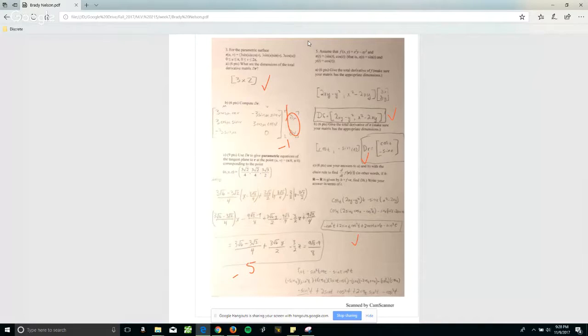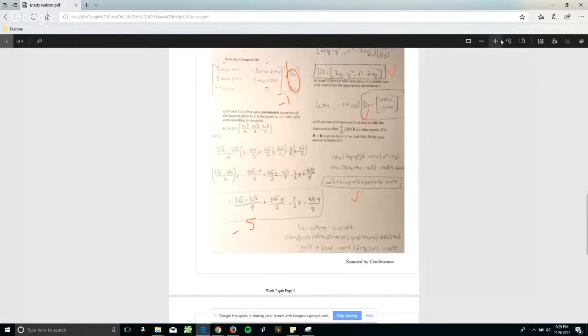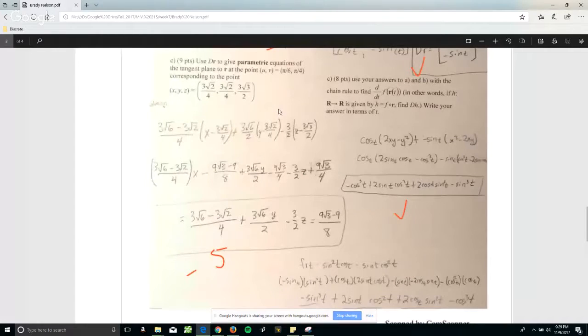Use dr to give parametric equations of the tangent plane r at the... Oh yeah. And then can you? Let's see. Okay, so you got, yeah, that looks good.